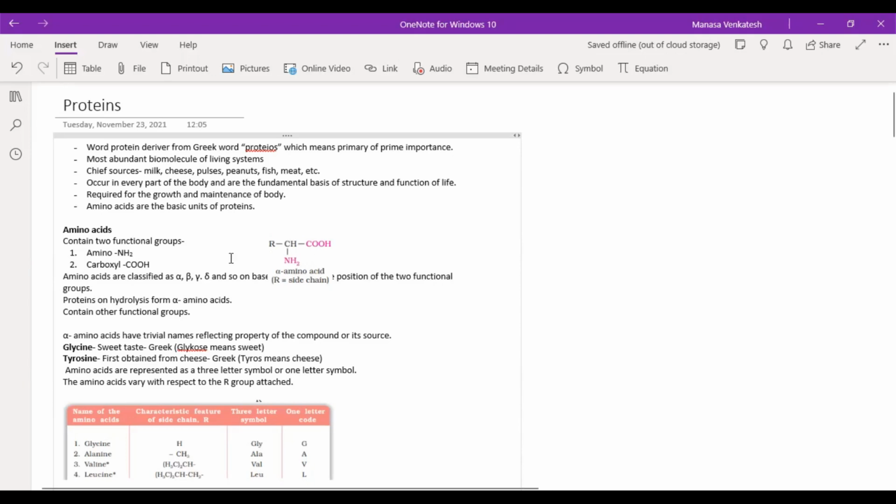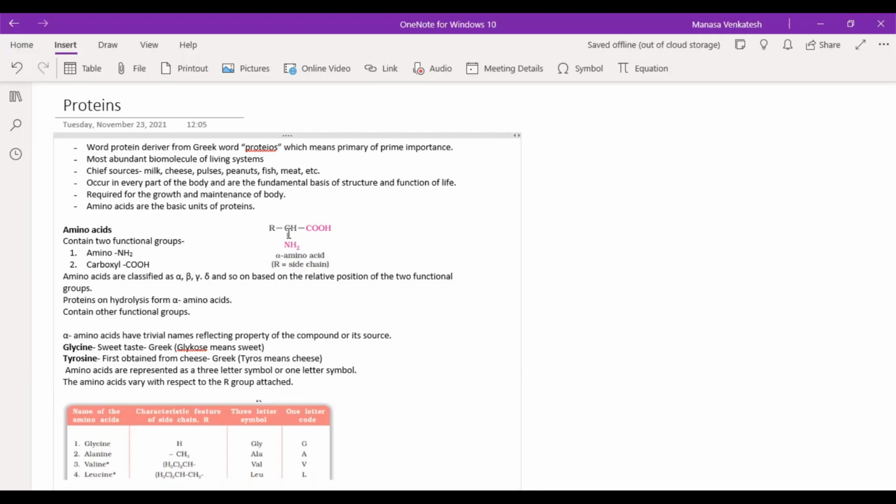And they're classified as alpha, beta, gamma, delta based on the position of the functional groups. And here the R implies it's a side chain. So based on the variation of the R group, you have various names of amino acids. Now, when proteins undergo hydrolysis, we have the formation of alpha amino acids. Alpha amino acids are one of the most common ones, which means you have a CH, and both the acid as well as the amine are attached to the same carbon atom.